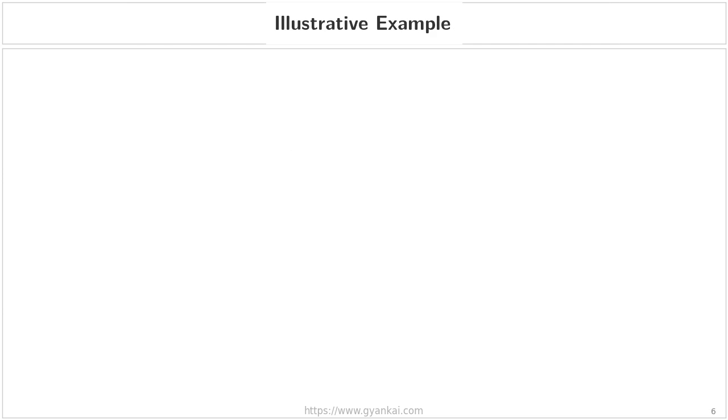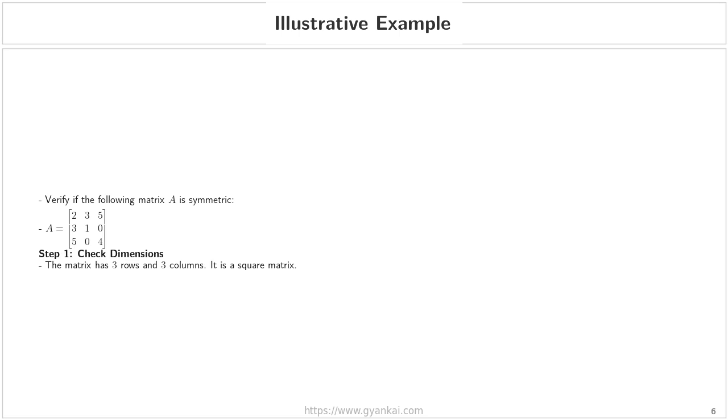Illustrative example. Please look at the screen. We are asked to verify if matrix A is symmetric. Matrix A is a 3 by 3 matrix where the first row contains 2, 3, and 5, the second row contains 3, 1, and 0, and the third row contains 5, 0, and 4. To solve this, we will follow the step-by-step guide we discussed in the previous slide. Step 1 is to check the dimensions. As we can see, the matrix has 3 rows and 3 columns. Therefore, it is a square matrix. This is a vital first check because, as we learned in the introduction, a matrix must be square to even be considered for symmetry.